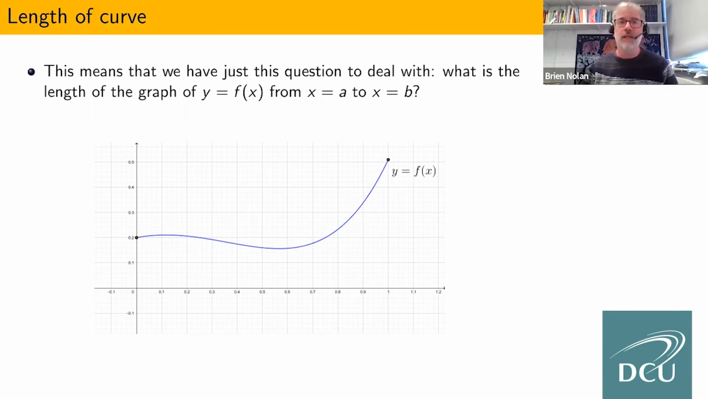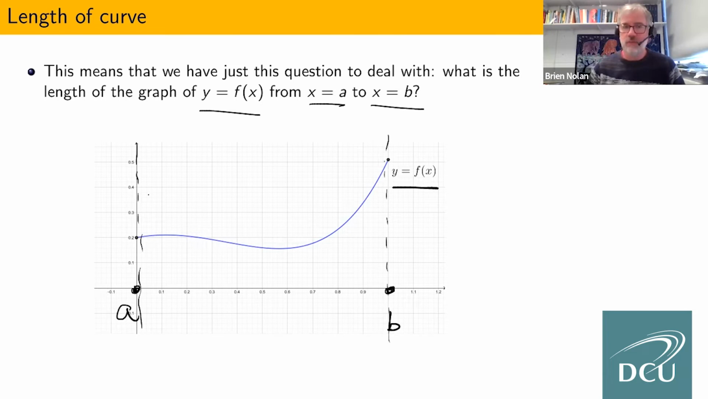Okay, so that's our fundamental problem then. How do we measure the length of the graph of some function y equals f of x from x equals a to x equals b? Okay, now I actually have numbers on this example, but the idea is the usual thing. We're interested in the graph of some function y equals f of x between two starting values, x equals a up to x equals b. How do we measure the length of that curve?